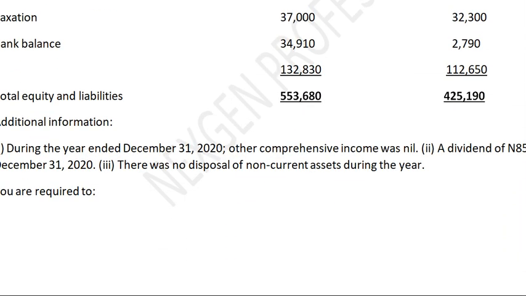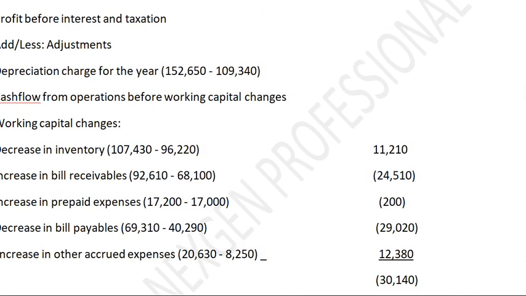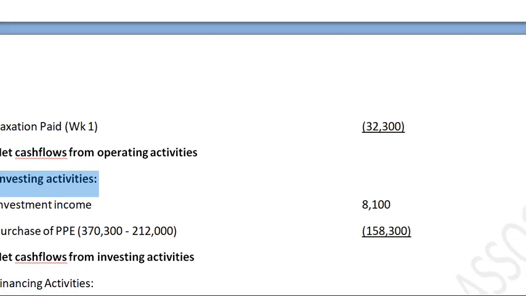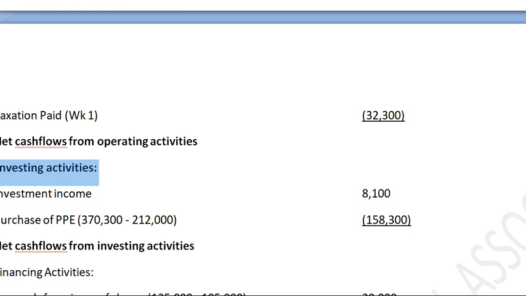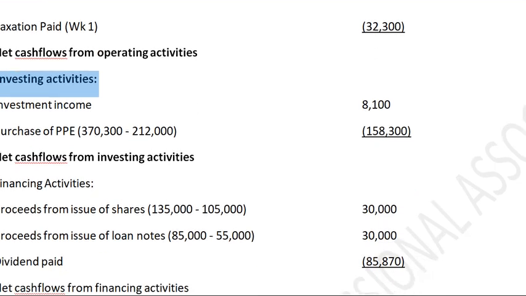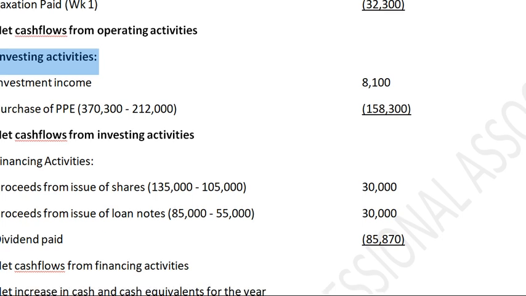There are no other items that we need to consider. And so our investing activity therefore will be the investment income of 8,100, and then the purchase of PPE. When you net it off, you are going to have 158,300 minus 8,100, which will give you 150,200. True or false? Please calculate. Then we have the financing activity. If we are correct, let me know. 150,200, is it correct?